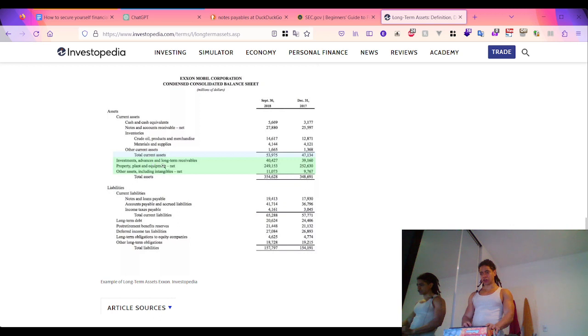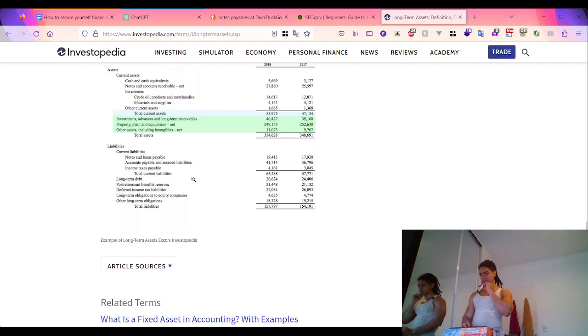Investments, advances, and long-term receivables. Property, plant, and equipment. And other assets, including intangibles, net.